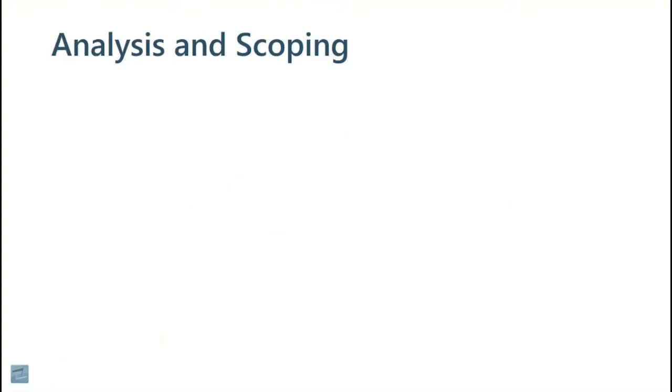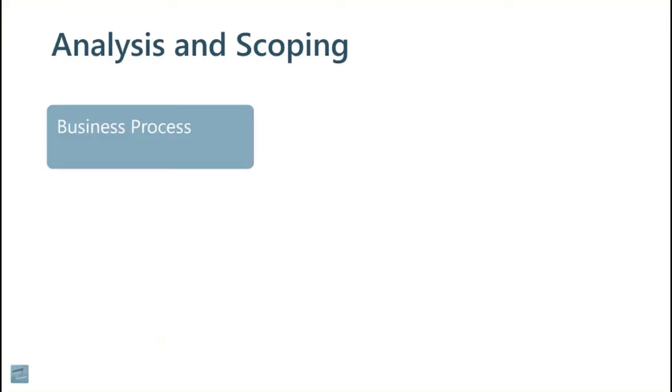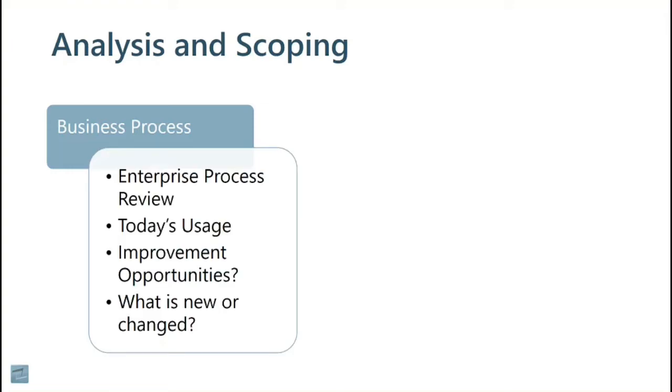So digging into analysis and scoping a little bit, the first portion of analysis and scoping relates to your business process. So at Stone Ridge, we like to go through an exercise that we call the Enterprise Process Review, or you may hear us refer to it as the EPR. The primary output of the Enterprise Process Review activity is effectively just a list of your business processes and some narrative. We call it a process catalog or a process library.